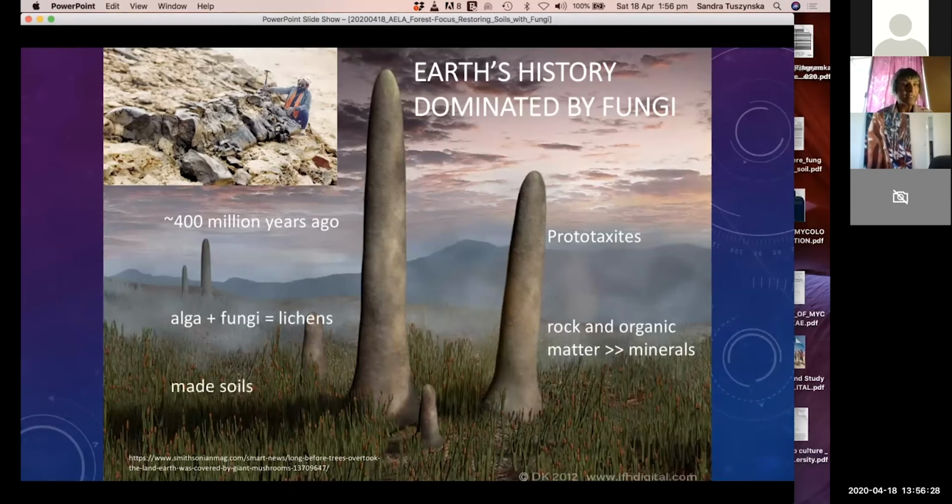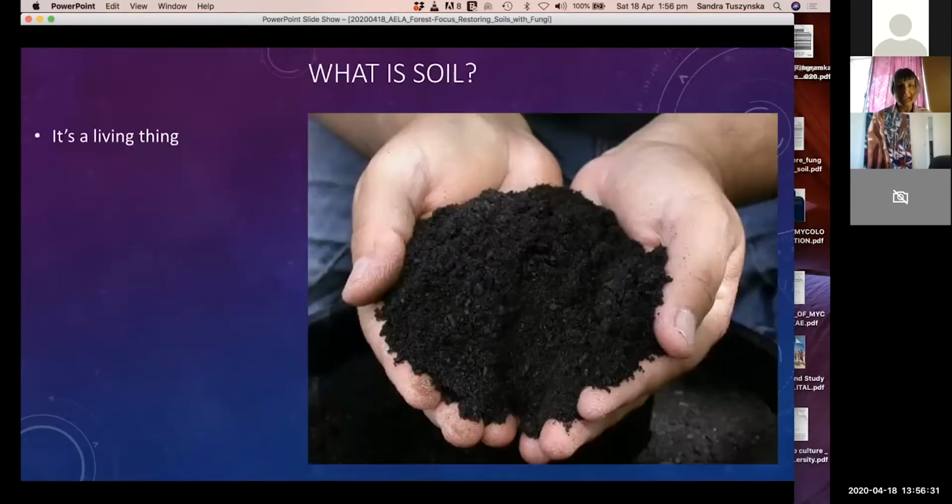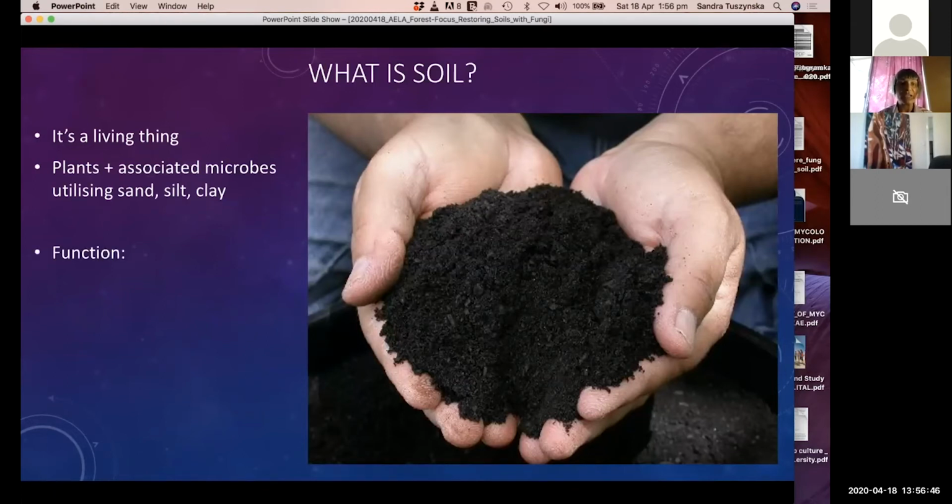So what is this soil? It's actually a living thing. It is plants and associated microbes utilizing sand, silt, and clay. So the inorganic part of it is nothing without the microbes and the plants, and without all the other creatures that make soil biodiversity. It has an essential function in storing carbon, so getting carbon out of the atmosphere and storing it underground. It functions in production of biomass, obviously, and oxygen, both of which all of life is dependent on. We need oxygen to breathe, and we need biomass to feed on.